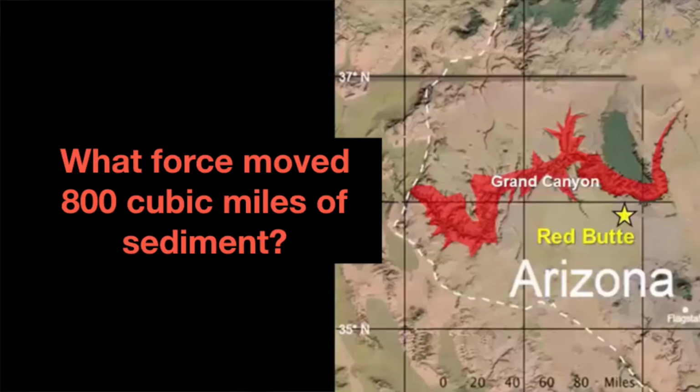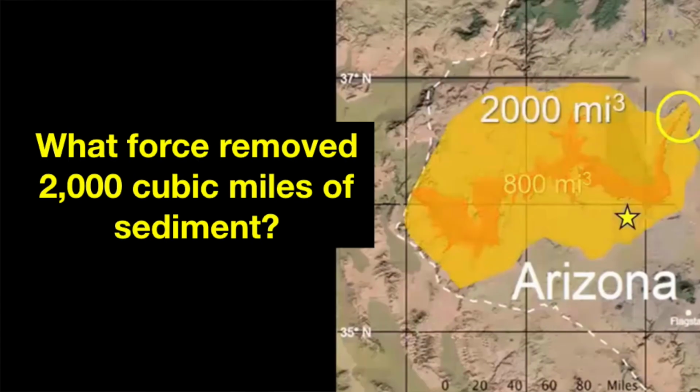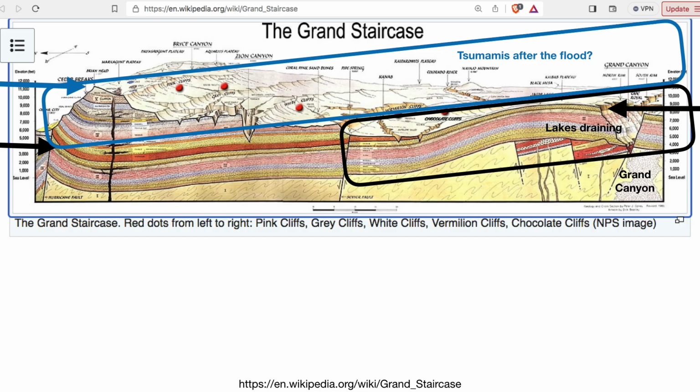And then what force moved 800 cubic miles of sediment for the Grand Canyon? And on the tours, they say 900 cubic miles of sediment. And even before you can cut the Grand Canyon, you got to have the Great Denudation, where you have to move 2,000 cubic miles of sediment. How did that happen? And then before you even do that, you got the Grand Staircase. And this is the blue box right there. We're not talking about that at all tonight.